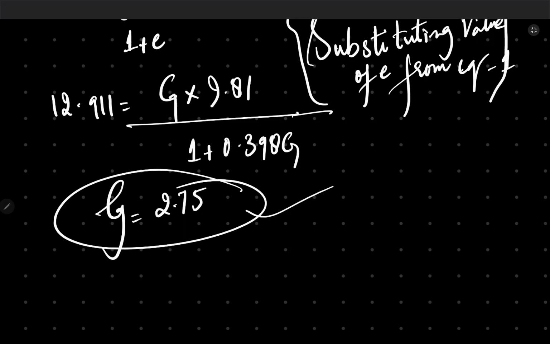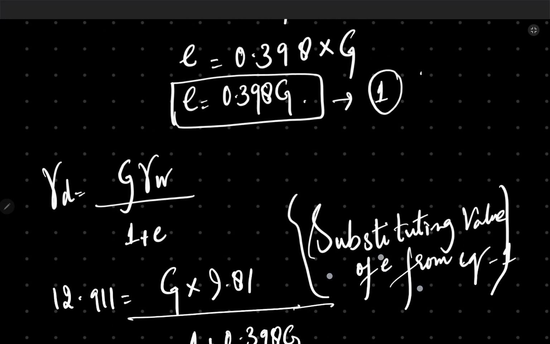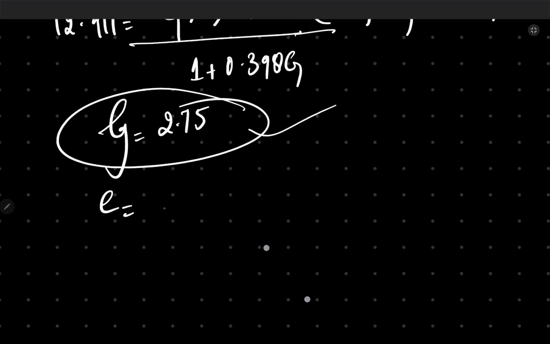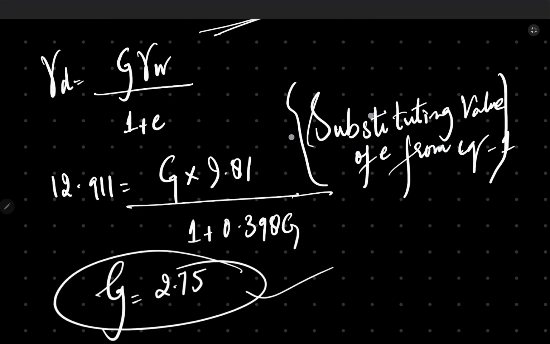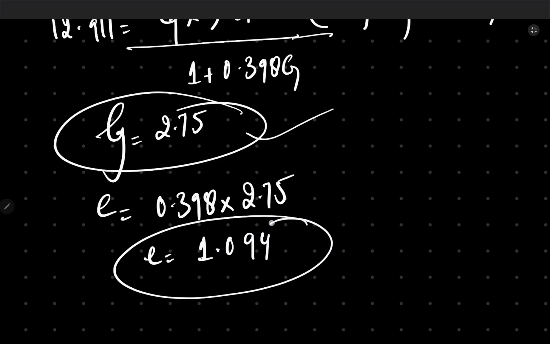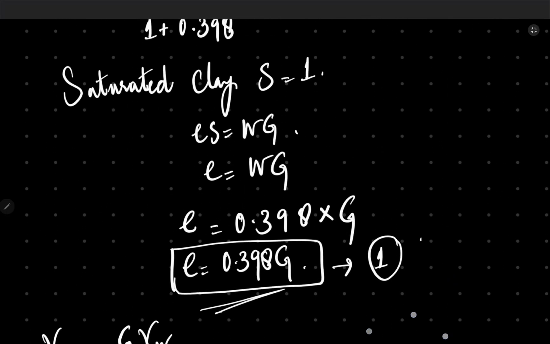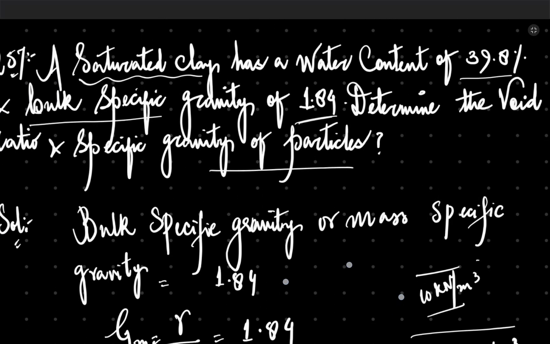The other parameter that the question asked us to find was the void ratio. From equation 1, the void ratio is equal to 0.398 multiplied by G, and G I have calculated as 2.75. So e becomes 1.094. Right, so that's how I proceeded with the question, and I found the void ratio and the specific gravity of particles.